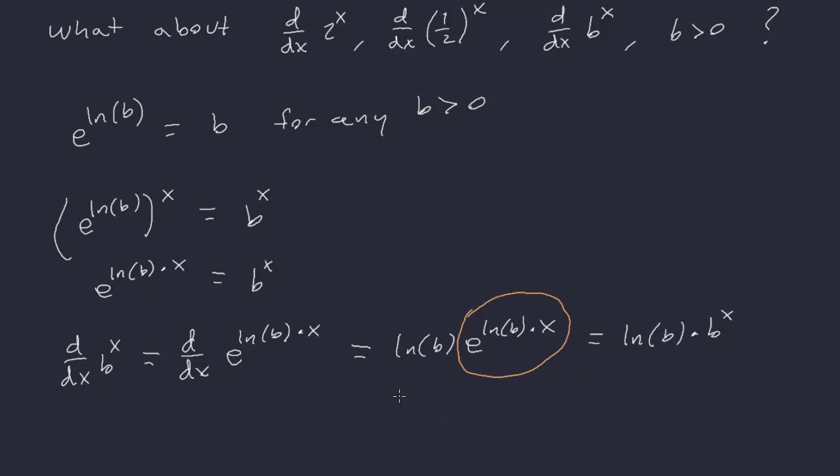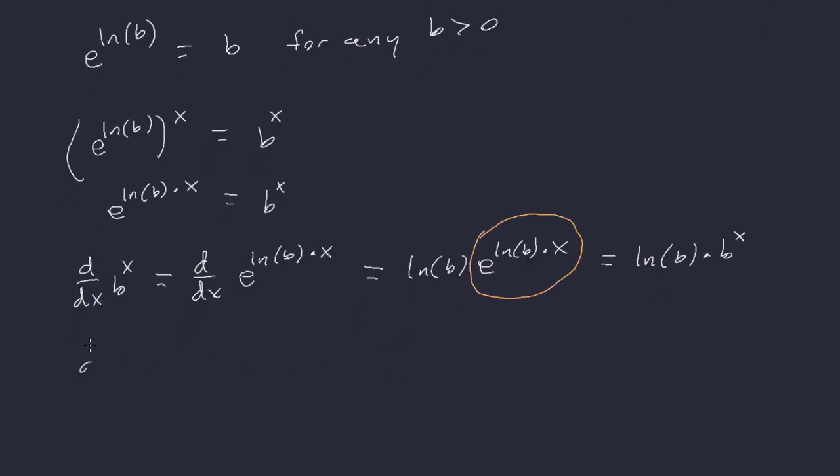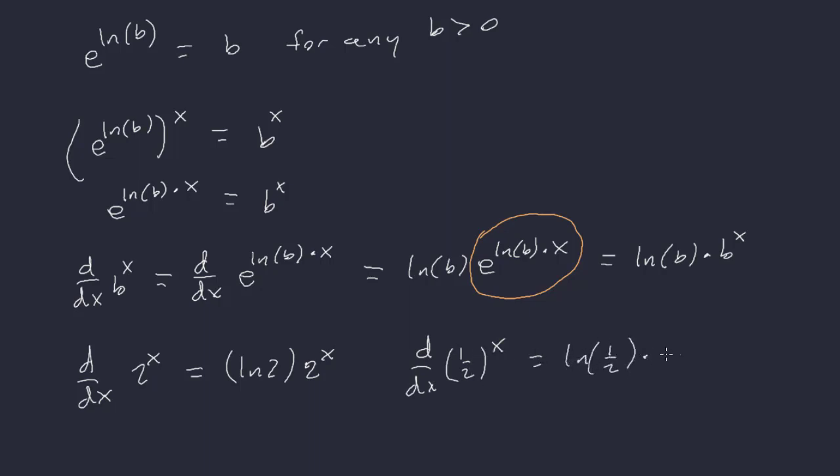Okay, so what that essentially means is that the derivative with respect to x of 2 to the x is the natural log of 2 times 2 to the x. The derivative with respect to x of 1/2 to the x is going to be the natural log of 1/2 times 1/2 to the x.